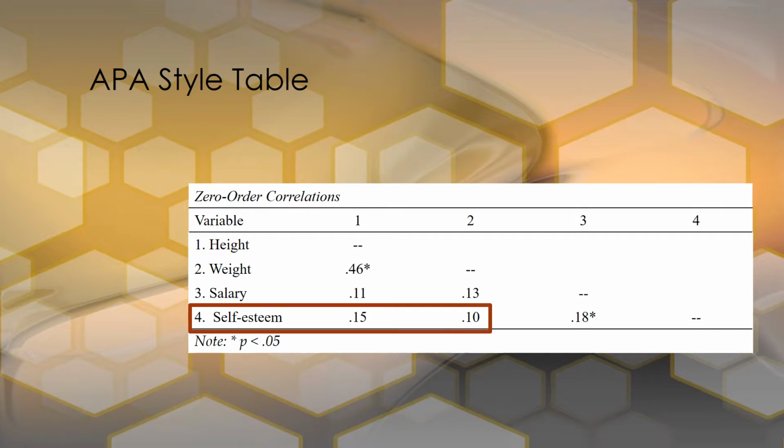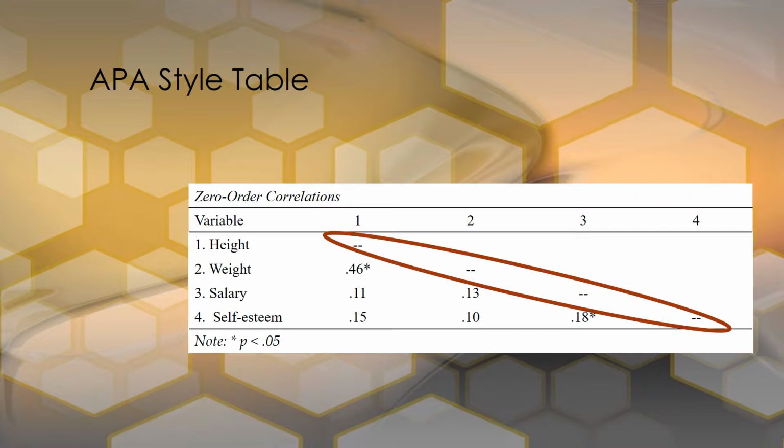So let's do a different one. So the 0.10 here is the correlation between self-esteem and weight. So weight gets a number 2. So you have to go back and see what number 2 is, and it's weight. So the correlation between self-esteem and weight is 0.10.